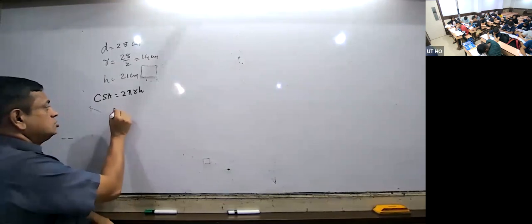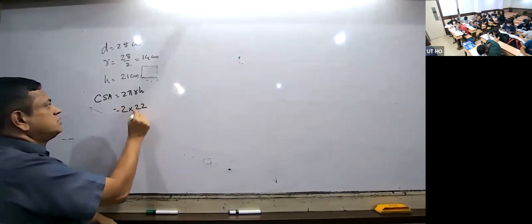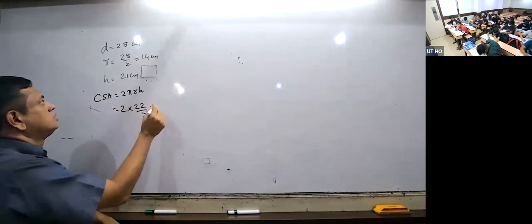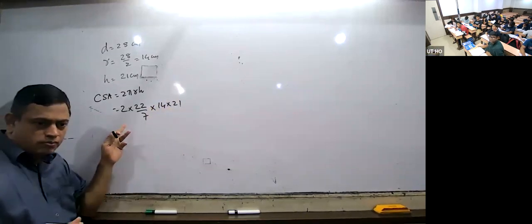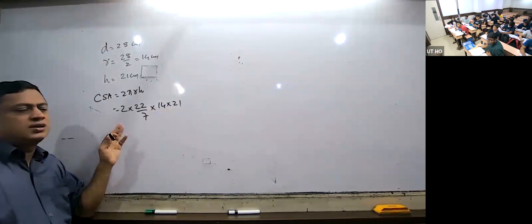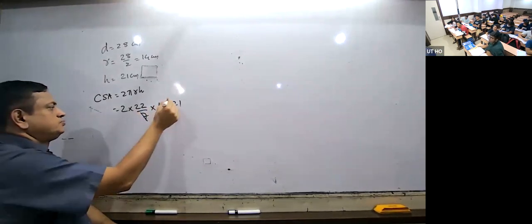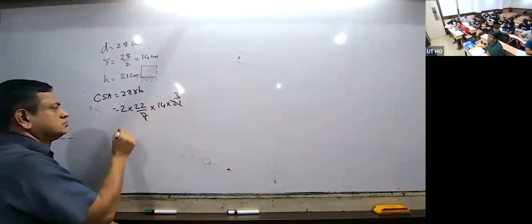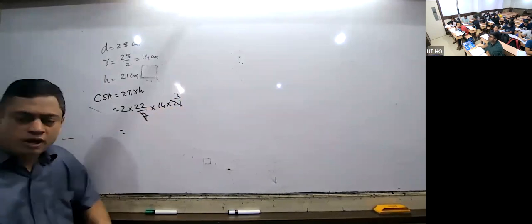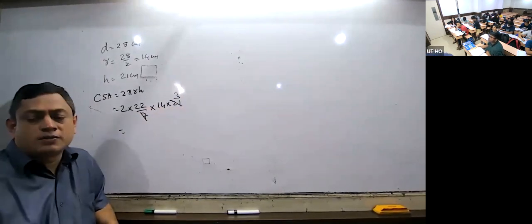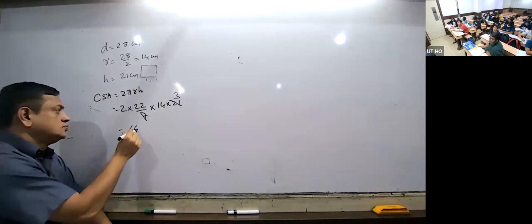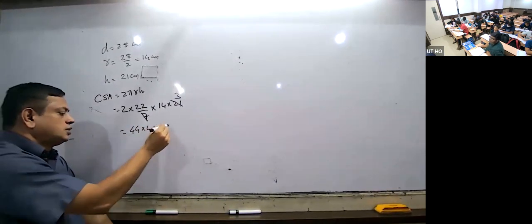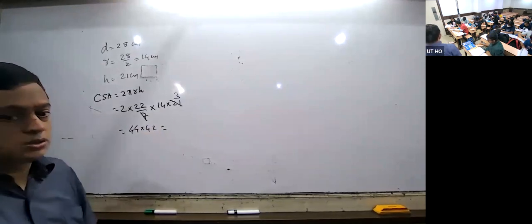Now, here 2 times 22 by 7 times 14 times 21. Do not multiply. First thing is what? Cancel. 44. All of you multiply. 22 2s are 44 into 42. Multiply and get the value. Now don't shout the answers.